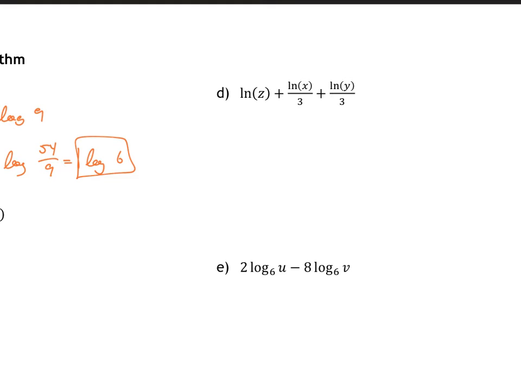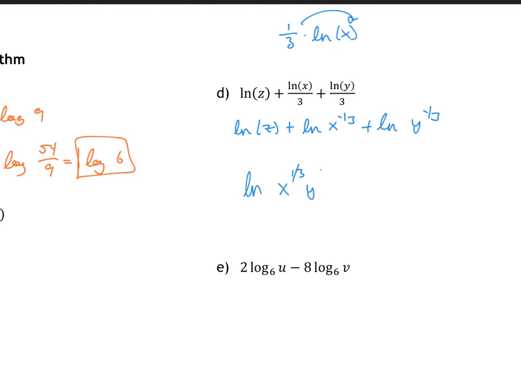All right, so here I'm dividing by 3. So remember, that's the same thing as saying 1/3 times the natural log of something. So that's going to get kicked up. So I got the natural log of z plus the natural log of x to the 1/3 plus the natural log of y to the 1/3. They're all positive, so they're all going to be up top. So I get x to the 1/3, y to the 1/3, z, and I'm done. I just like to put them in alphabetical order, but you don't have to.